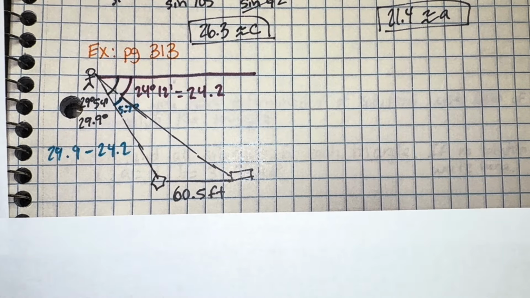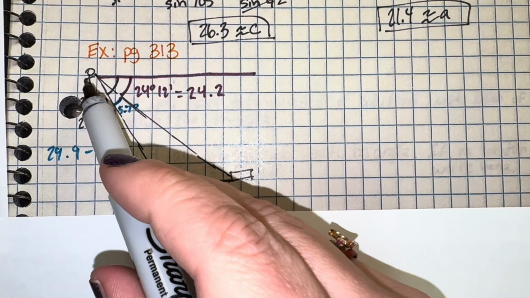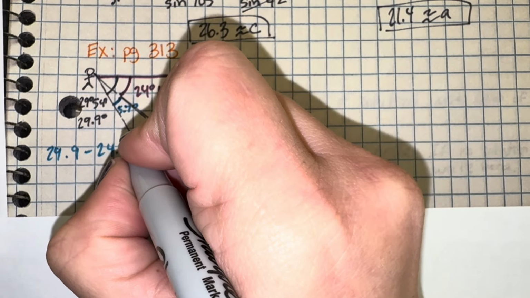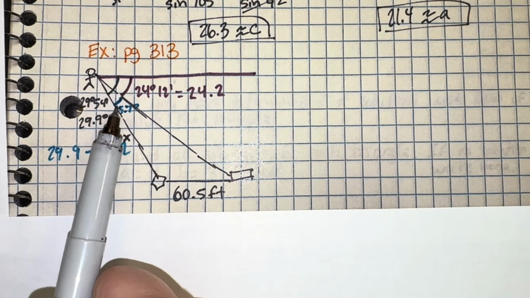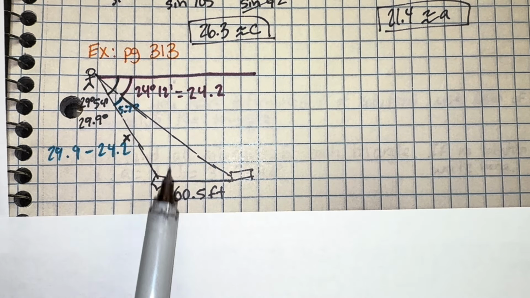The question here asks us, how far is the fan from home plate? So the fan to home plate, that's going to be this distance right here. That's what I'm solving. So I have an angle, I have this side over here, I have this side over here. Okay.